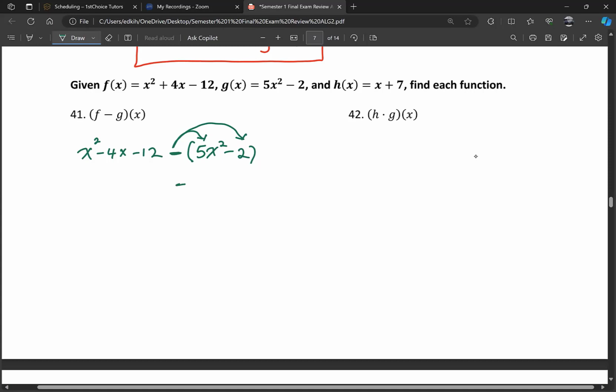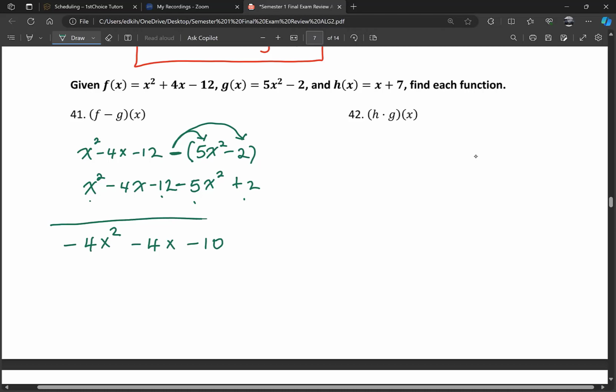So here we'll end up having negative 5x squared plus 2. Then we'll have x squared minus 4x minus 12. I just brought this down because nothing changed. Now it's just a matter of combining like terms. X squared minus 5x squared is negative 4x squared. And then minus 4x is just by itself, so I'm going to bring it down. We have a negative 12 plus 2. That's a negative 10. And you are done with that problem.